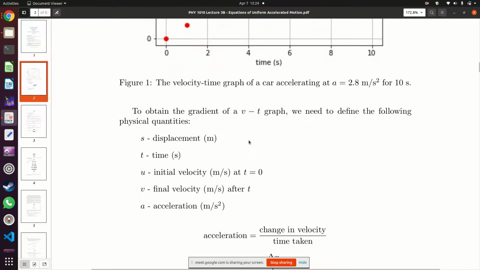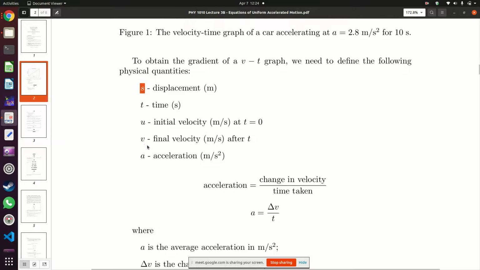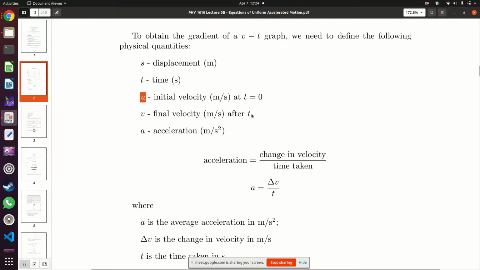So we have the distance covered, which we represent as S. We represent the time taken to cover some particular distance as t. The initial velocity at time t equals 0 will be u. The final velocity at t is going to be v. So u and v are values of instantaneous velocity, and the acceleration itself is going to be a.